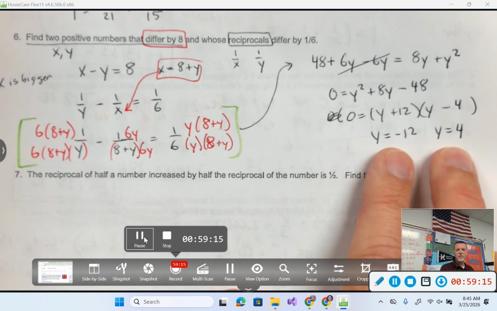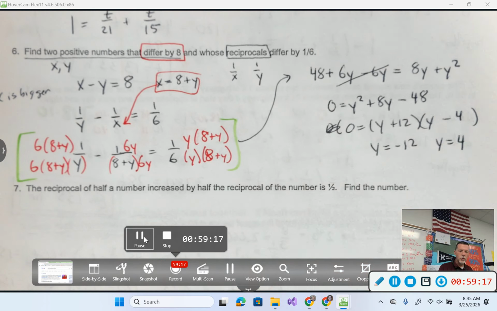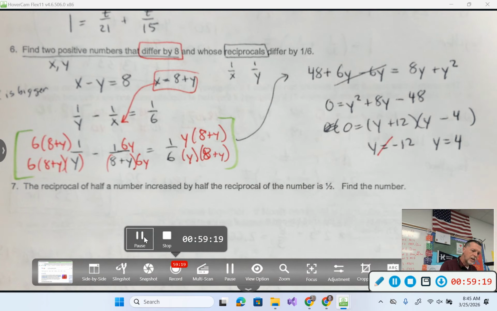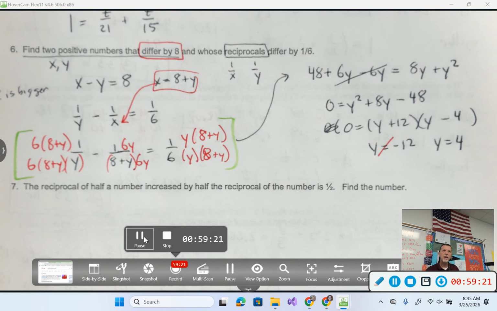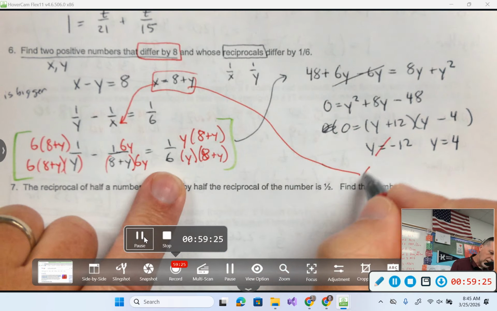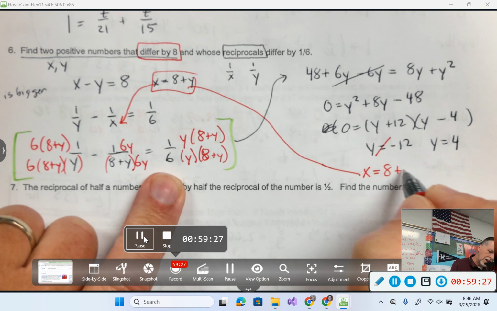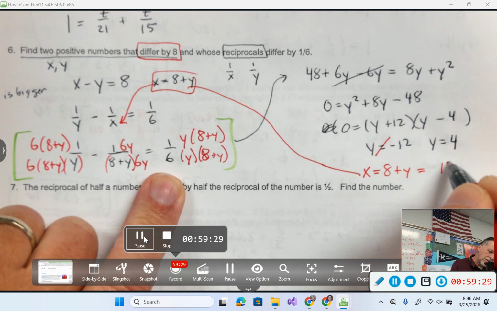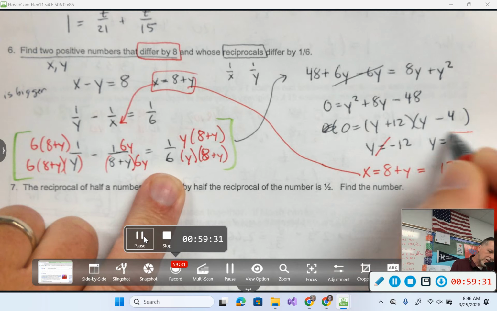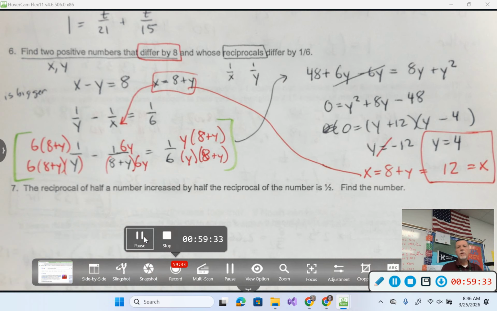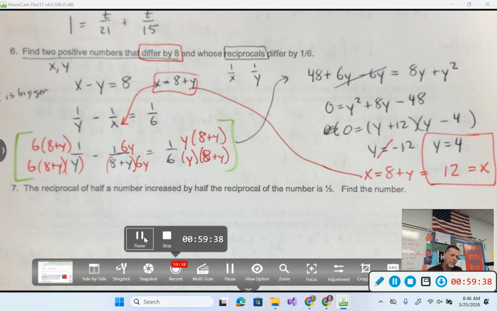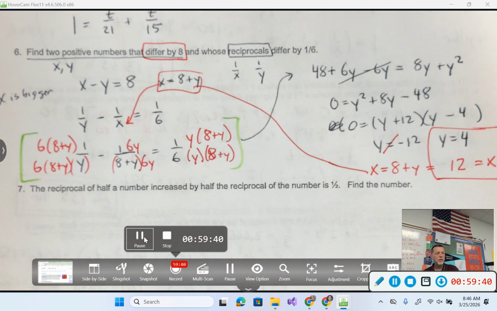So which one of these is right? 4. 4, because it said positive. Perfect. X equals 8 plus y. So x is 12. So my two numbers are 4 and 12. 12 minus 4 is 8. I don't want to check the other one, but 1/4 minus 1/12 is, I guess, 1/6.